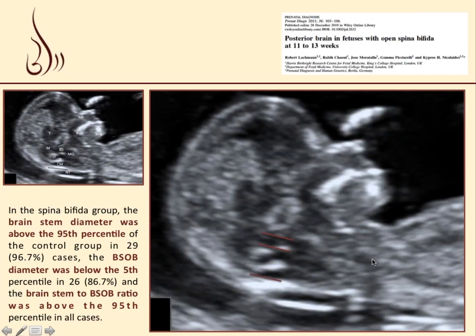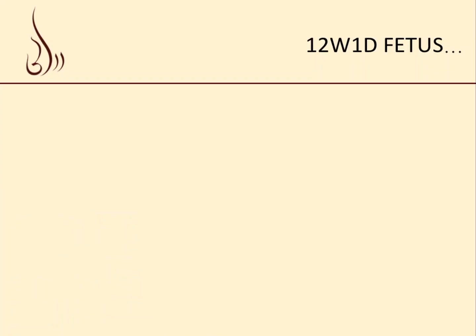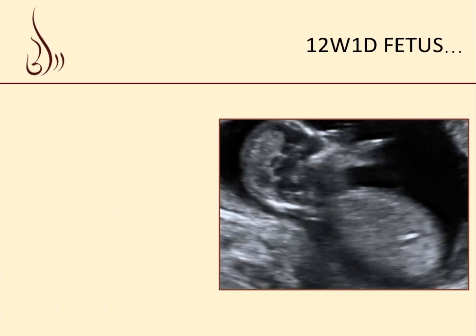So what Lachmann and colleagues did is they looked at the width of the brainstem and its ratio to the brainstem to occipital bone distance. And what they were able to see is that in cases of open spina bifida, your fourth ventricle, the intracranial translucency, is going to collapse. And so the brainstem is going to be wider. It's going to be greater than the 95th centile. And this is why the ratio of your brainstem to the occipital bone is going to also increase. These are markers.